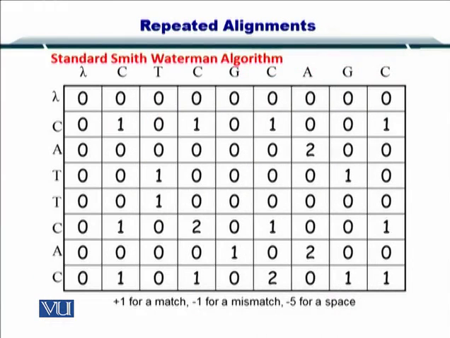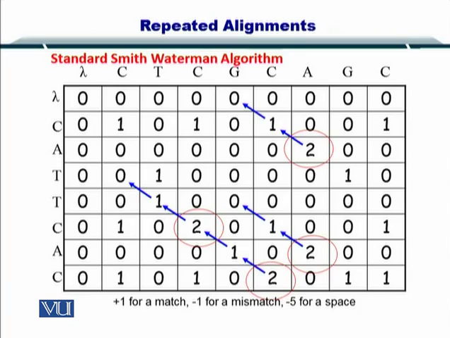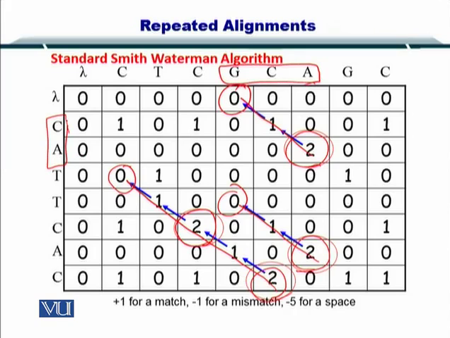So here you see the standard Smith-Waterman algorithm that was used for the alignment. So this is a local alignment example, and you could see that we selected the highest scores that occurred within the matrix, and we traced them back till the zeros. So in this way, we obtained multiple local alignments like that here, as well as here.